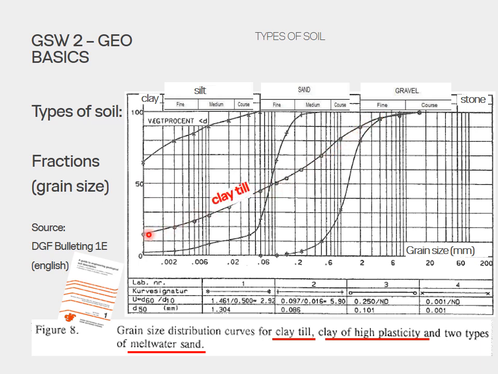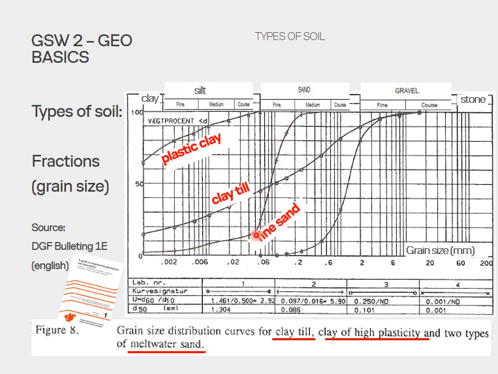The long line you see here is clay till with a clay content of just under 20%. The clay of high plasticity is the curve you see up here. It has a clay content of approximately 75%. You'll also note that this specimen has no sand particles, so it only consists of clay and silt.